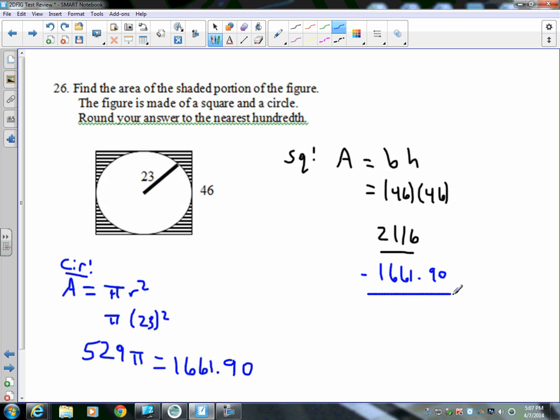1,661.90. If you plug that into the calculator, you end up with 454.1. And this is the area of our shaded region.